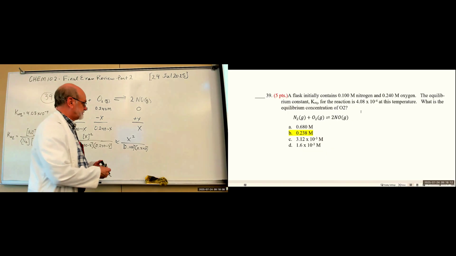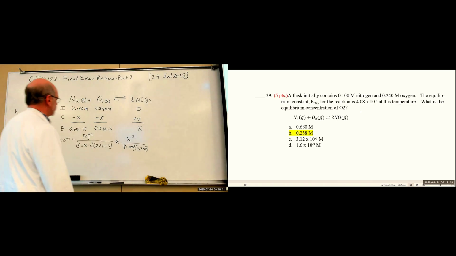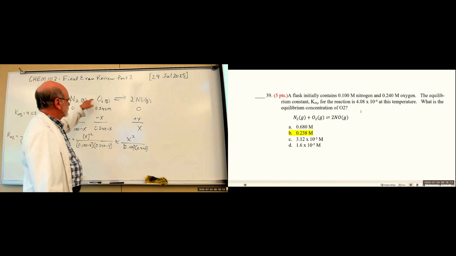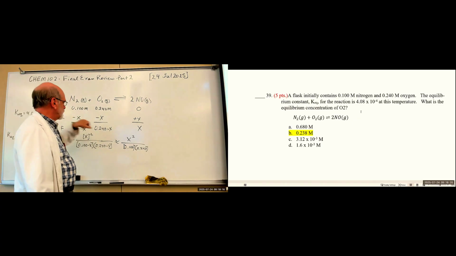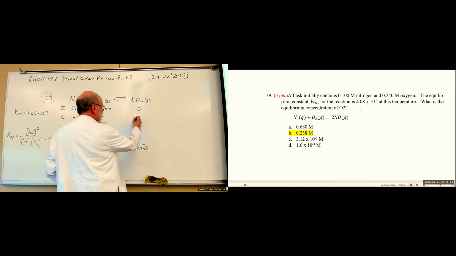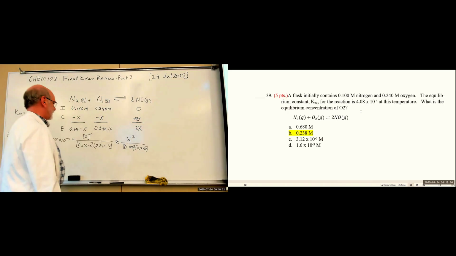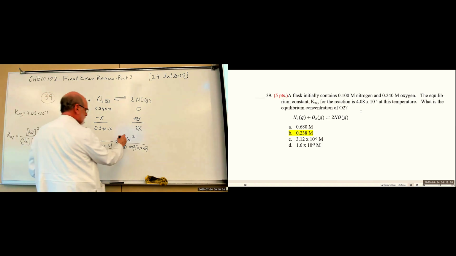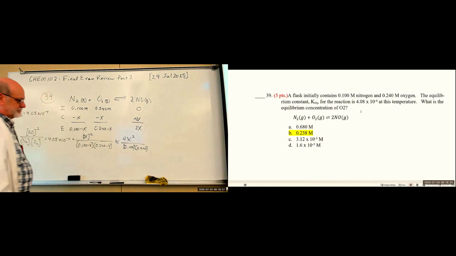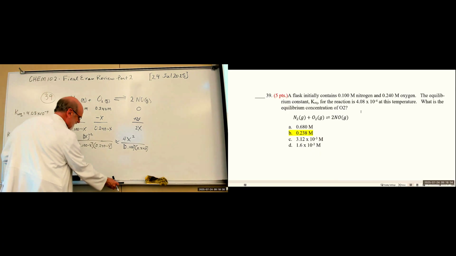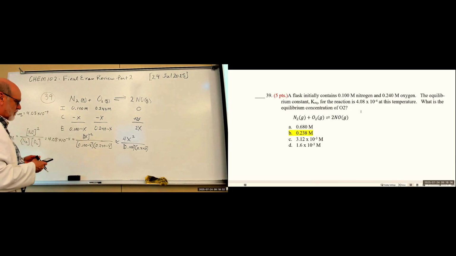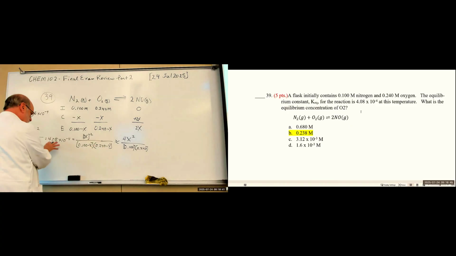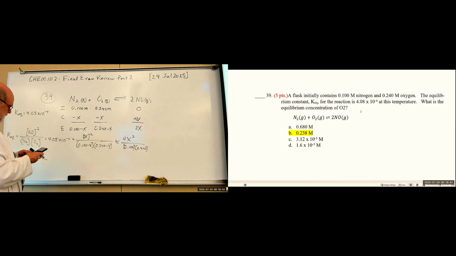Anybody catch my mistake? Ratio 1 to 1 to 2. We lose one of these here, we gain 2 of those there. So this is 2, and this is 4x squared. Okay? Details get you every time. So 0.1 times 0.24, and then that over here times 4.08, 10 to the minus 4.